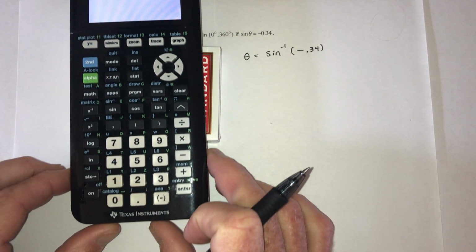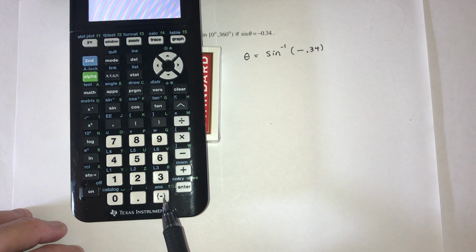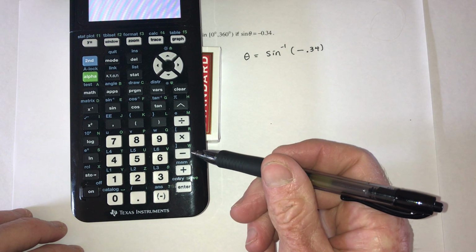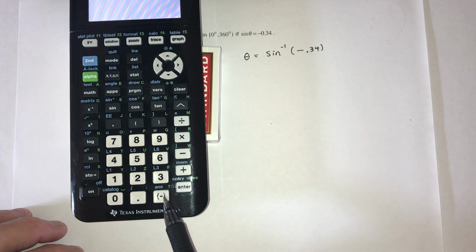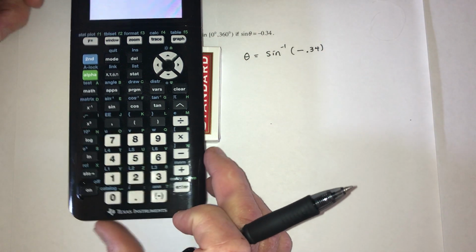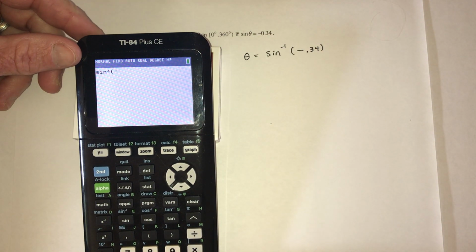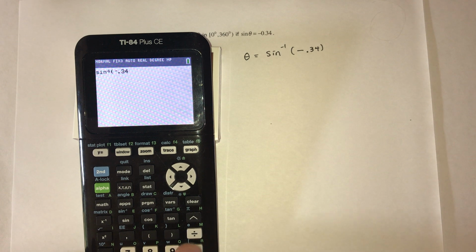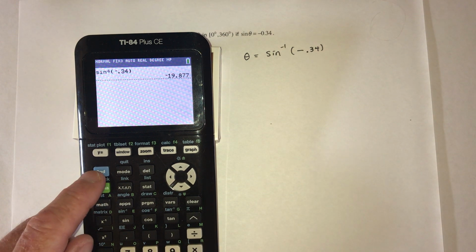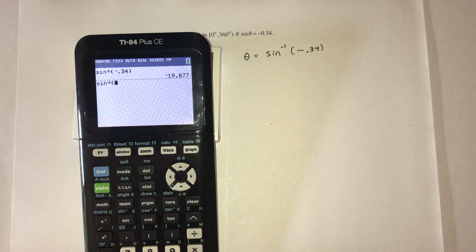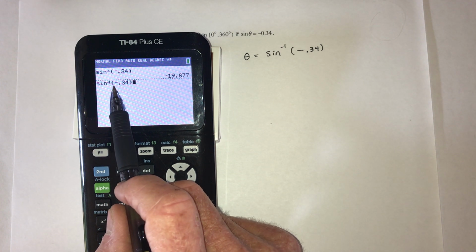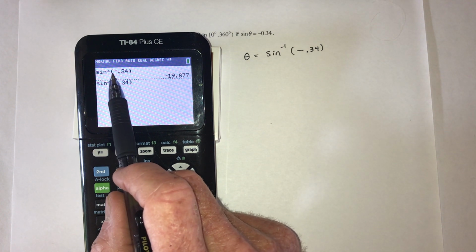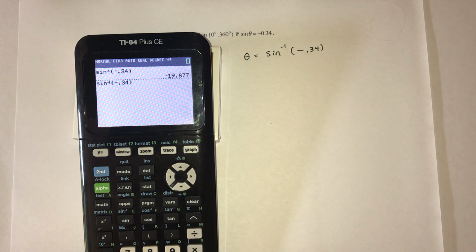I don't know if I mentioned before, but when you're using a negative, make sure you use this key. This one means subtract, like 10 minus 5 equals 5. This is if you have a negative number. Okay, sine inverse of negative 0.34. And let me just show you, if you accidentally use the other one, minus 0.34. Notice that this, which actually means you're subtracting two numbers, is different than that. When it's negative, it's a little negative symbol.